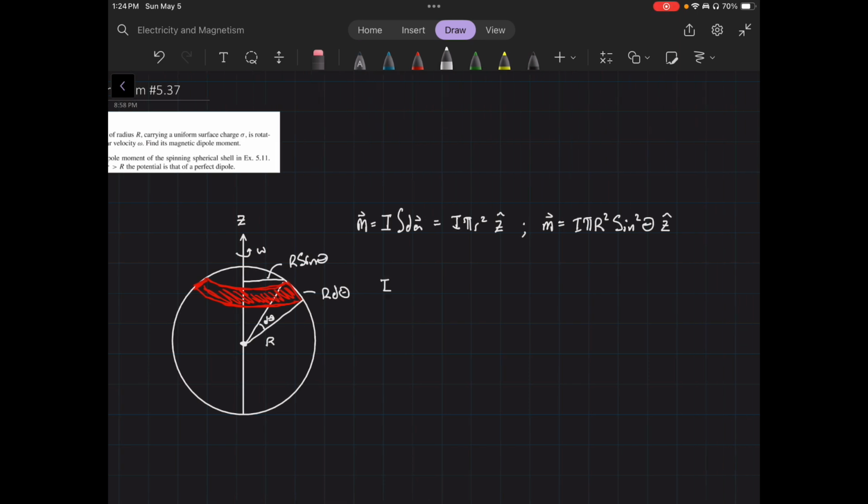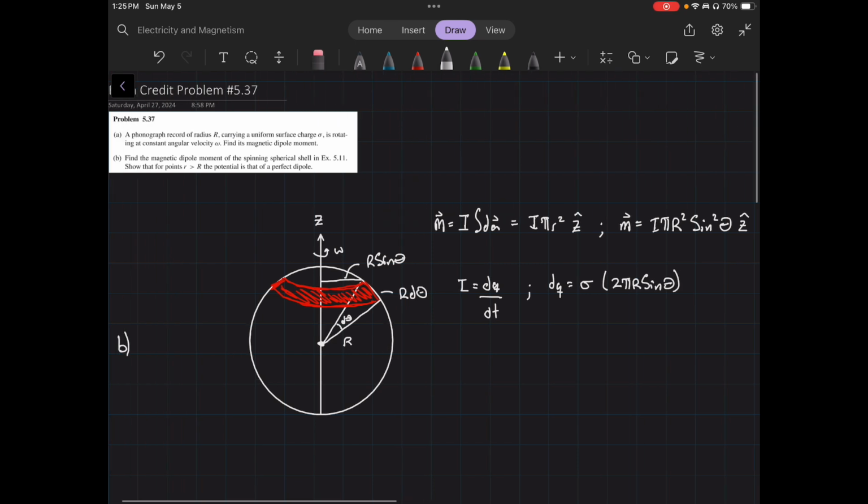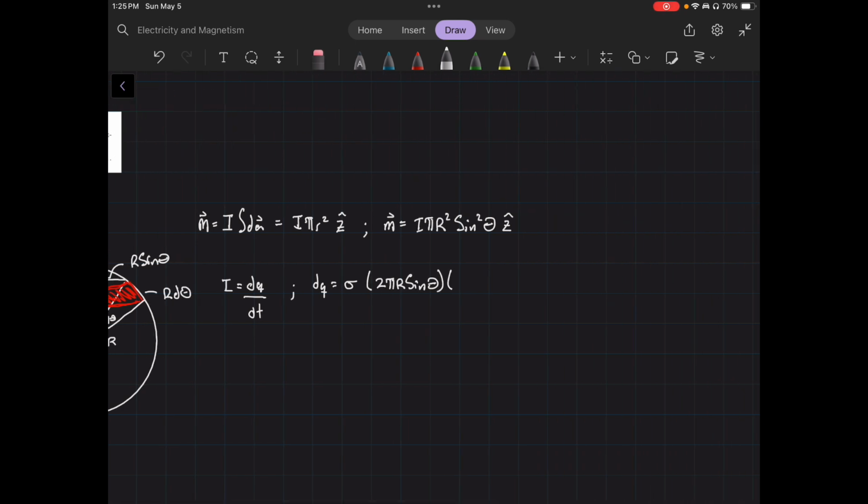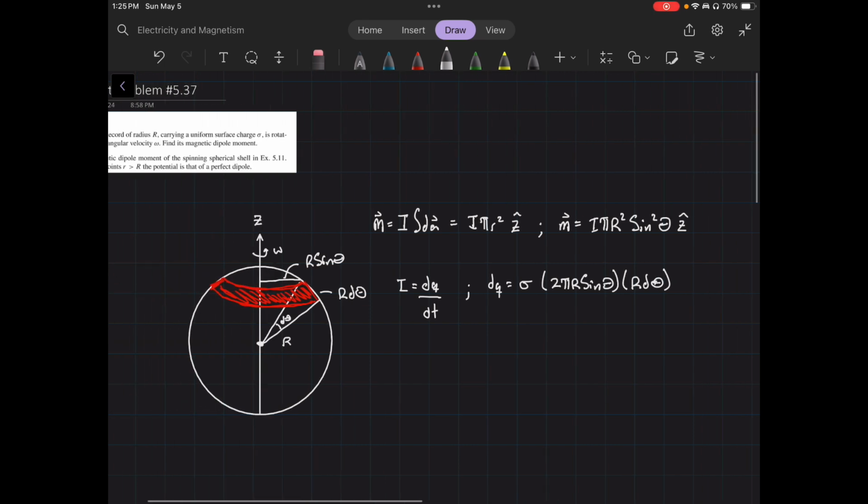So we know we can write I as dq over dt. But what is dq in this case? In this case, dq is the surface charge sigma times 2 pi r sine theta, which is essentially the circumference of this ring, times r d theta, which is this element that I pointed out earlier right here.